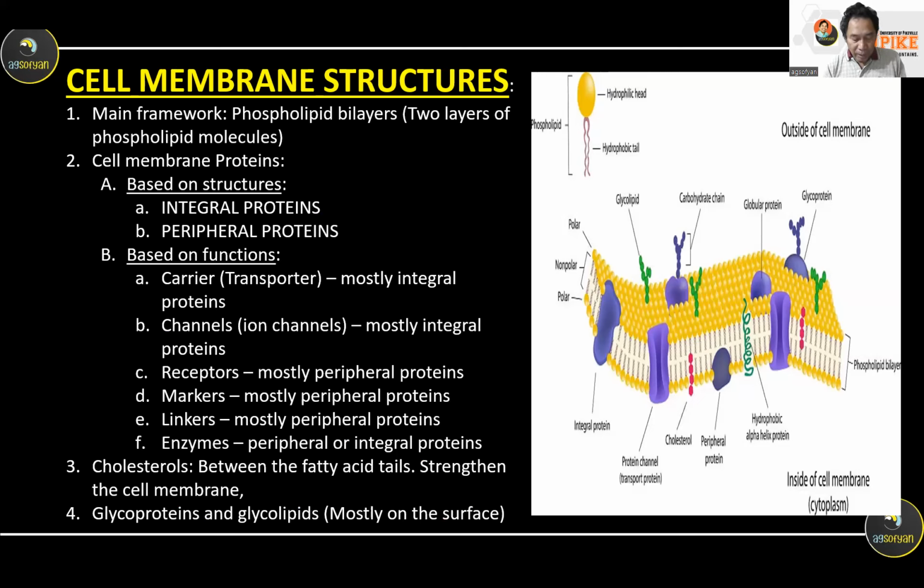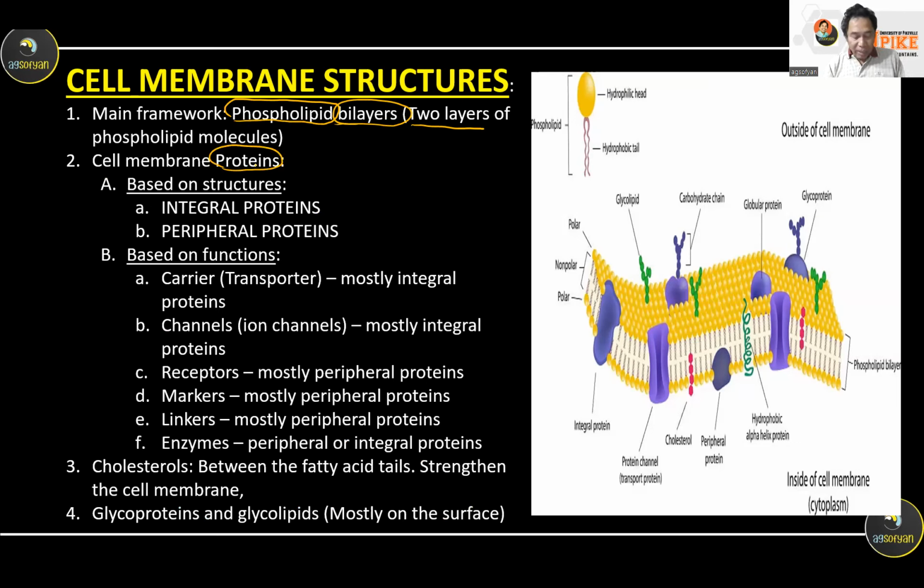Just remember that the main framework for the cell membrane is made of phospholipid molecules. And there are two layers of phospholipids that make the cell membrane. Therefore, it's called the phospholipid bilayers. In addition to the phospholipid bilayers, cell membranes also have many proteins.